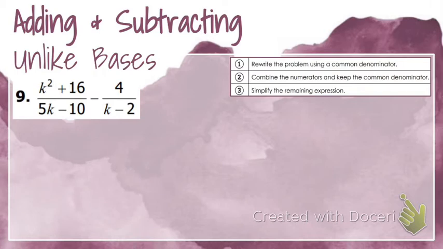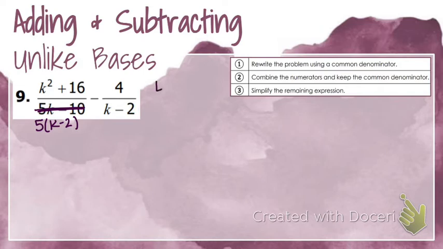Okay, so what if our denominators are not monomials? What if they have more than one term? First, we have to factor them. So I'm not going to factor the tops. You don't want to deal with that because you're just going to have to combine them later. But we do want to factor both of the bottoms. So 5k minus 10 can be written as 5 times k minus 2. And then k minus 2 is already factored.